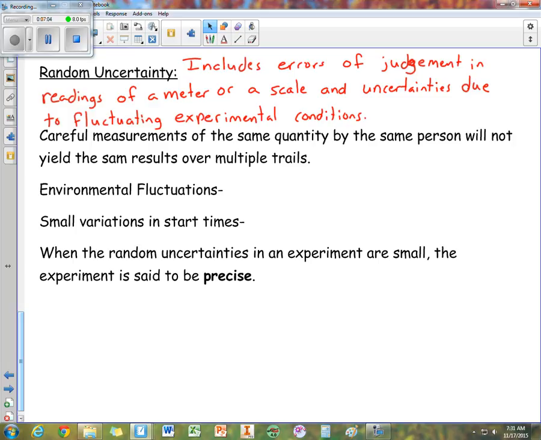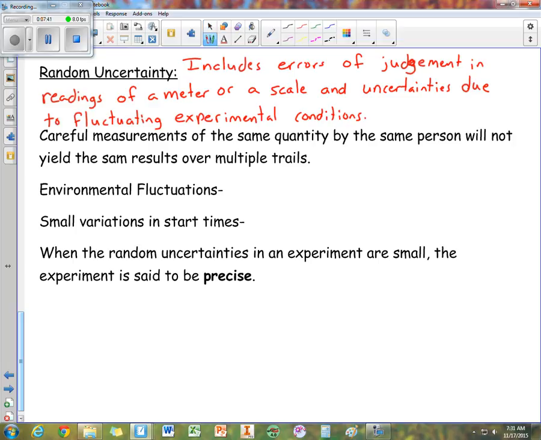These are also uncertainties due to fluctuating experimental conditions. Remember that when heated, objects tend to expand, and when cooled, they tend to contract. So again, these random uncertainties are really things that we should be able to avoid, because you want to know exactly how to read a meter, and you want to conduct your experiment under controlled conditions. Now, with that said, careful measurements of the same quantity by the same person will not yield the same results over multiple trials. It's just not going to happen.